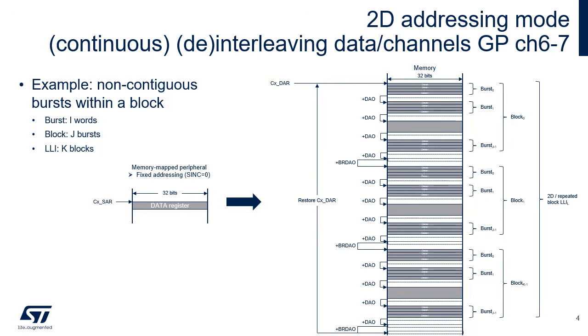This figure highlights the repeated block mode with the stride between bursts and the stride between blocks. The GPDMA transfers k blocks of j bursts, each burst containing i words. The stride between blocks is useful to transfer the contents of a peripheral data register, typically an input FIFO, to non-contiguous buffers in memory. The stride between bursts is useful to interleave or de-interleave data and also to align data. Some use cases will be described in the next slide.